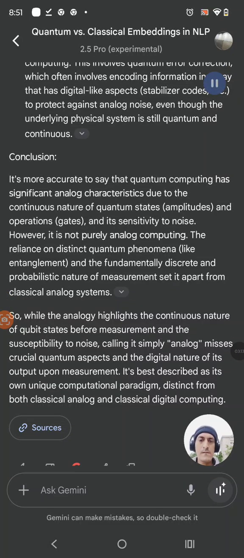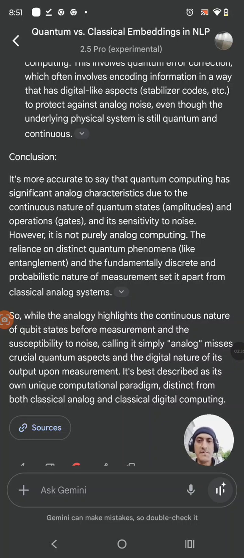from classical analog systems. So while the analogy highlights the continuous nature of qubit states before measurement and the susceptibility to noise, calling it simply analog misses crucial quantum aspects and the digital nature of its output upon measurement. It's best described as its own unique computational paradigm, distinct from both classical analog and classical digital computing.